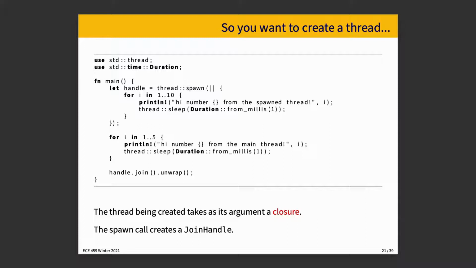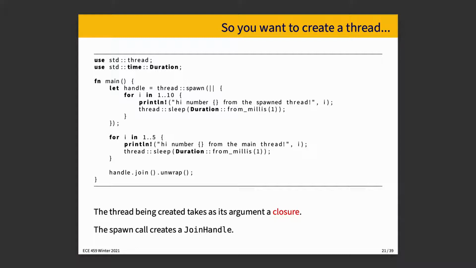So up at the top, we have in our include directives, include the thread as well as a standard time duration include. And we're going to create a thread as the very first thing we do in main, where we say let handle equals thread, and then the function spawn, and then a couple of vertical bars, and then some curly braces enclosing the content of this thread. And the content of the thread is a for loop that says for i from 1 to 10. Print hi number, and then i is substituted here in the string from the spawned thread, and then we sleep for 1 millisecond.